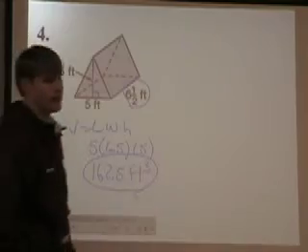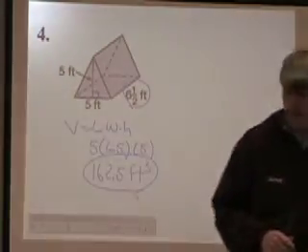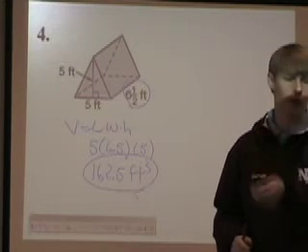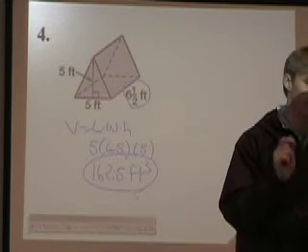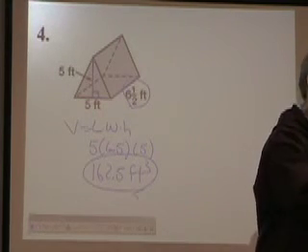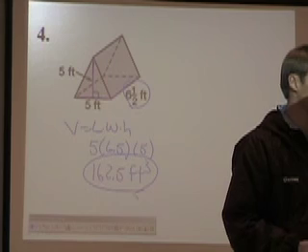Okay, so today we learned how to find the volume of prisms and cylinders using the two formulas. Volume equals length times width times height for a prism, and volume equals pi r squared times the height for a cylinder.